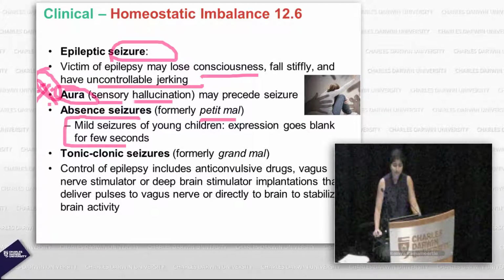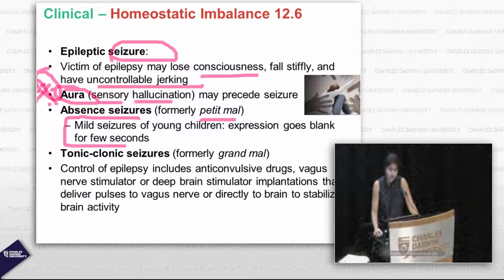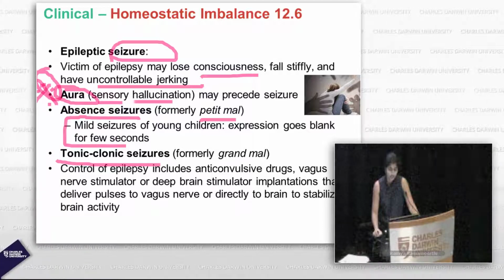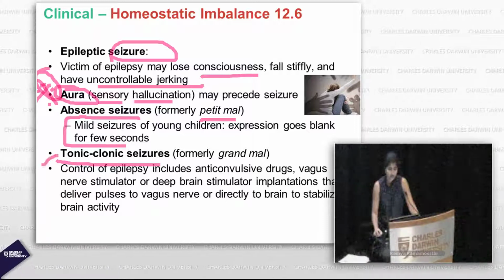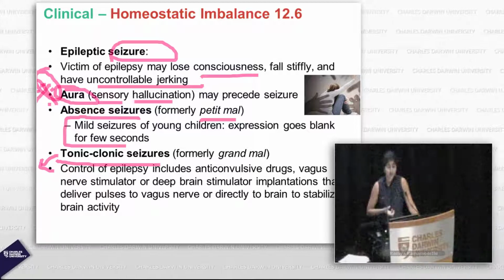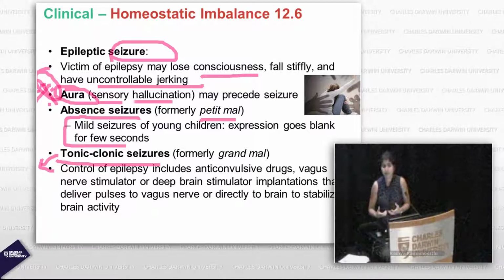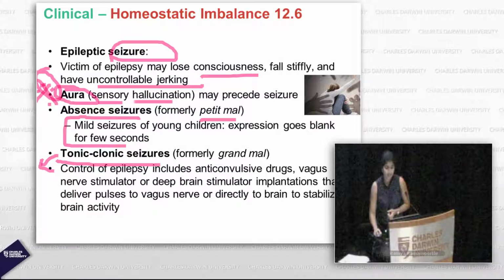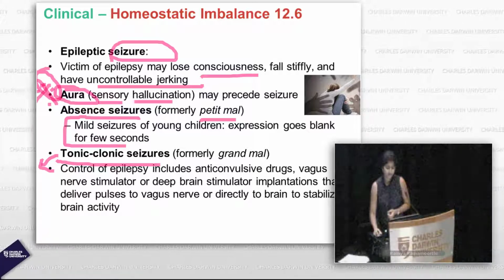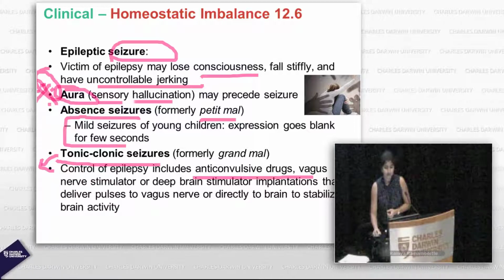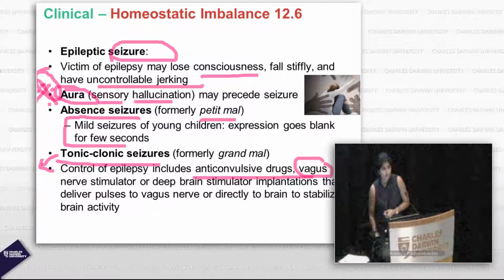Tonic-clonic convulsions are very common in adults. There you see people have fits. Sometimes it's very violent, where they even break their arms and legs, and those types of vigorous reactions are seen in tonic-clonic convulsions. So what is the main treatment for this? They give you anticonvulsive drugs, and they also stimulate the vagus nerve. The vagus nerve is involved with relaxation, so they stimulate it as well.